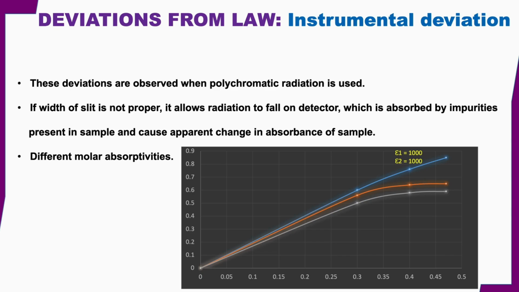Also, if the photomultiplier tube which is used is faulty, not properly working, then a straight line will be obtained for the absorbance versus concentration curve, but it will not pass through zero. Instead, it will cut the concentration axis at some value other than zero. So this also can lead to the instrumental deviation.